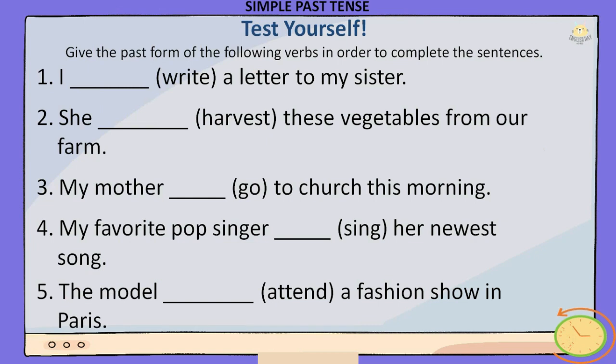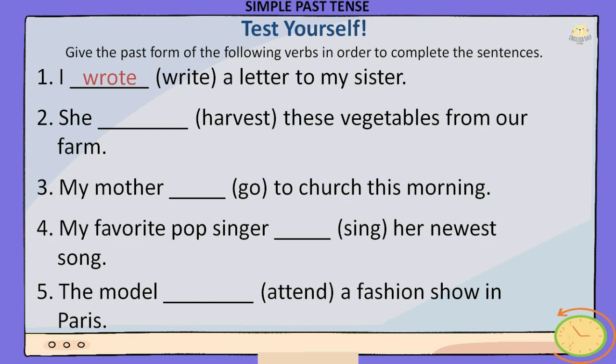Now let's have a short exercise. All we have to do is give the past form of the following verbs in order to complete the sentences. Let's have number 1. I blank a letter to my sister. The verb that we need to give the past form of is write. If you answered wrote, then you are correct. I wrote a letter to my sister.